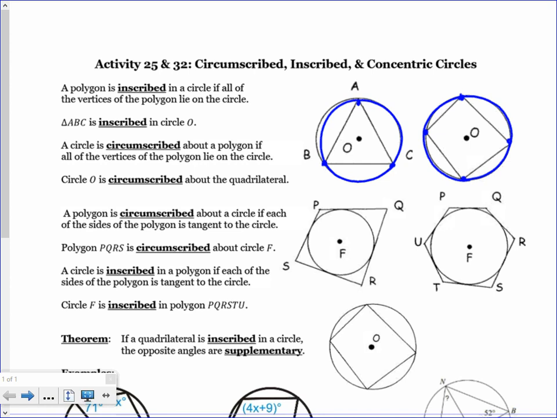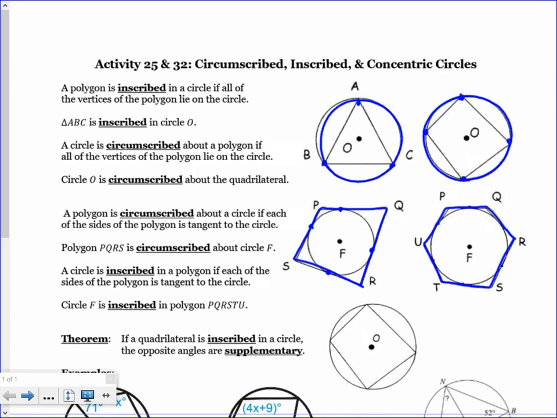Looking at if this circle is on the inside now. A polygon can be circumscribed about a circle if all of the sides are tangent here. So they all touch at one place. So our polygon is on the outside, so it circumscribes the circle. It goes around the circle. Over here, this is a hexagon. All of the sides are tangent. So this hexagon goes about the circle. It is circumscribing the circle. And the circle is on the inside. So the circle is inscribed in these polygons.